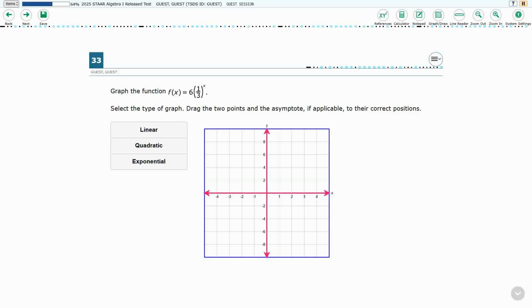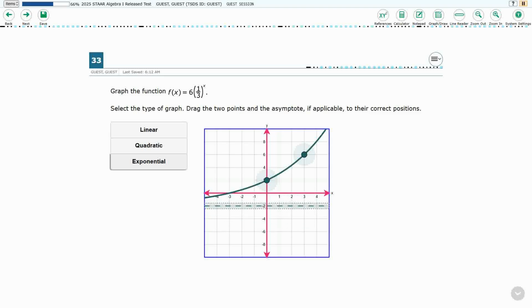All right, so we need to first select the type of graph, and this is the first time we've seen a particular graphing problem like this on the STAAR. If we wanted a linear, we would just drag these 2 points here. If we wanted a quadratic, we could drag the vertex somewhere and the other point somewhere else. Or if we want an exponential, we can do the same thing, and then the difference is you also have an asymptote here.